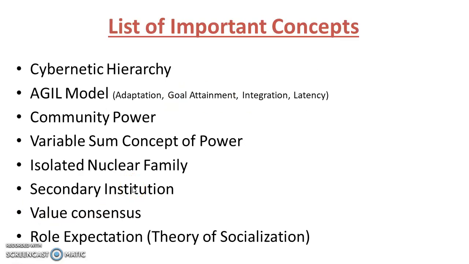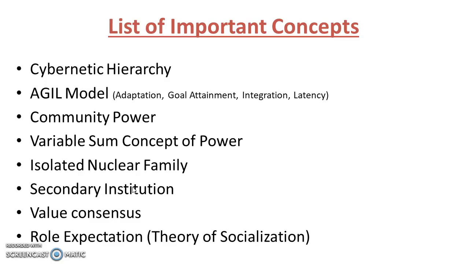First is the cybernetic hierarchy, and the AGIL model. A stands for adaptation, G stands for goal attainment, I stands for integration, L stands for latency. Community, power, variable, some concepts of power, isolated nuclear family, secondary institution, value consensus, role expectation.